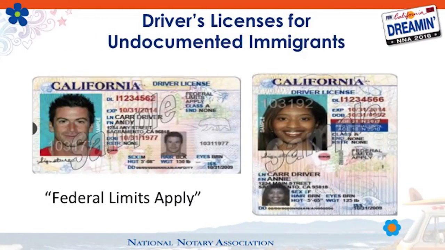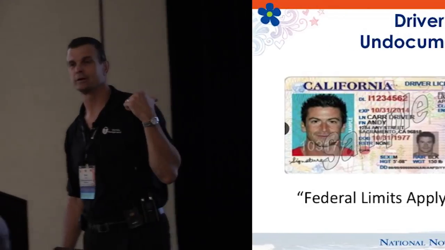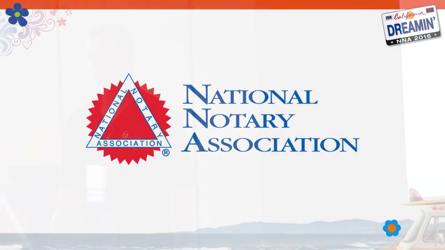Driver's license for undocumented immigrants. Okay? This is basically for California. I can't speak for the other states, but this is what it looks like. It looks like a regular driver's license. The only difference is it says federal limits apply. And what they mean by federal limits apply is, this license is only good in California. You can't be driving in Arizona under this. You can't even use it as an ID in any other state. And other states do not have to even acknowledge this as a real ID. Only in California.